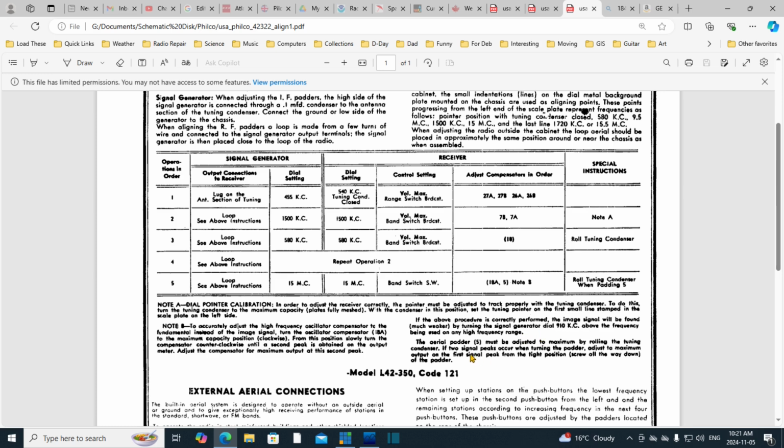I think that's what I could figure out from this. The aerial pattern must be adjusted to maximum by rocking the tuning condenser. Usually they use the word rocking here; here they've used the word rolling, rock and roll. If two signal peaks occur when tuning the pattern, adjust the maximum output to the first signal peak. So probably what's happened is they've got the oscillator on the wrong side, but they've adjusted this on the correct side, which is now the wrong side. So they've strengthened the image with this. That's probably what's happened here.